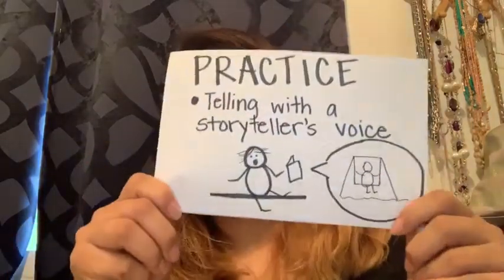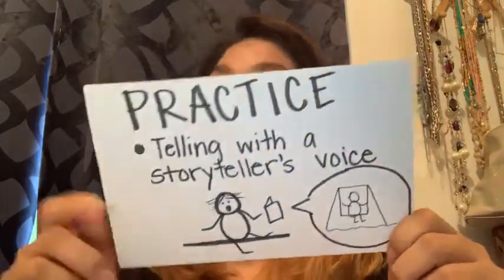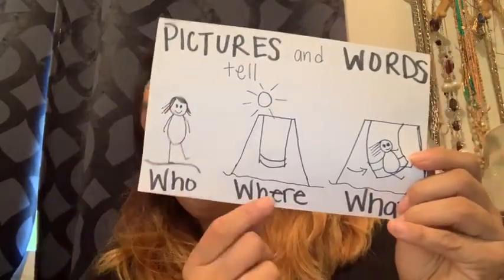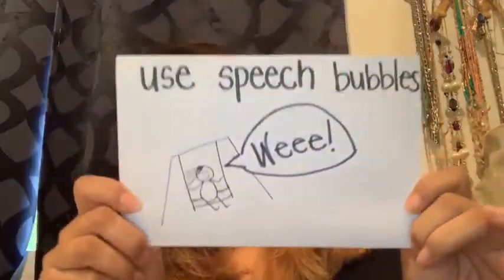I'll tell you more about that in a minute, because that brings us to the next step, which is to practice telling it in a storyteller's voice. You use pictures and words to tell who, where, and what happened. And at the very end of all that, you use speech bubbles to bring your story to life. I already told you the first step, which is to think about something that happened. So the next step is for me to tell you in a storyteller's voice about my whale watching trip.